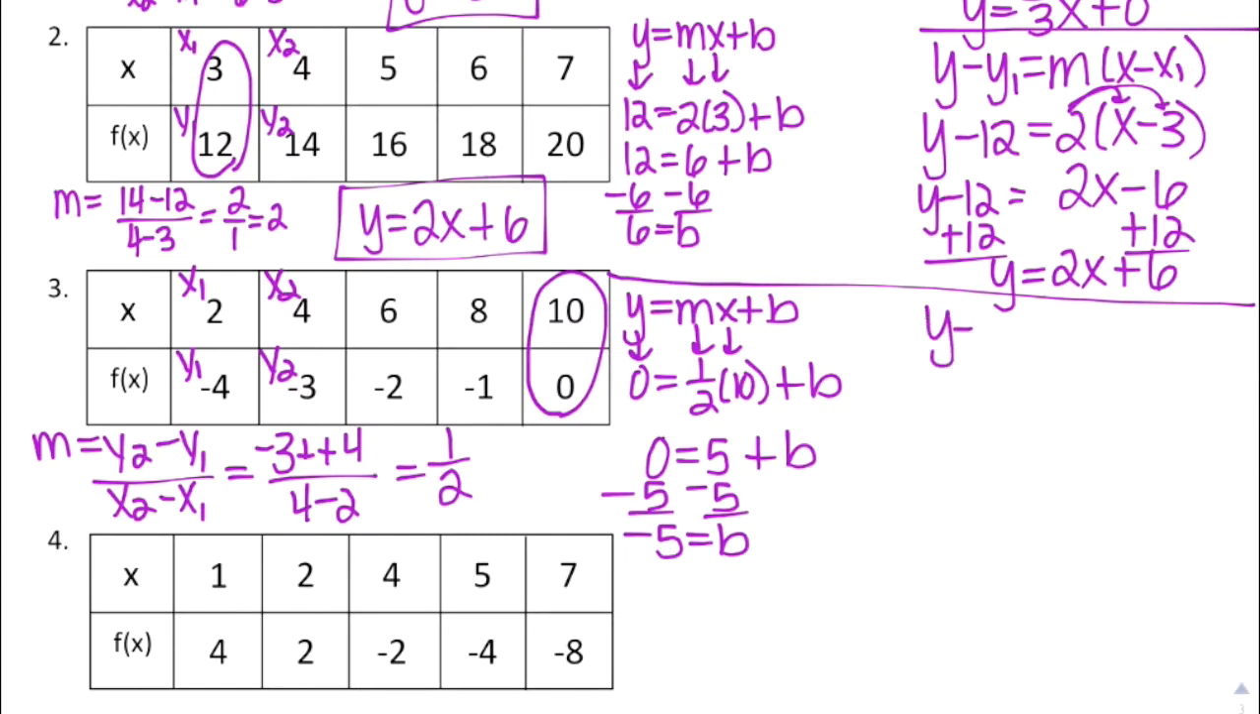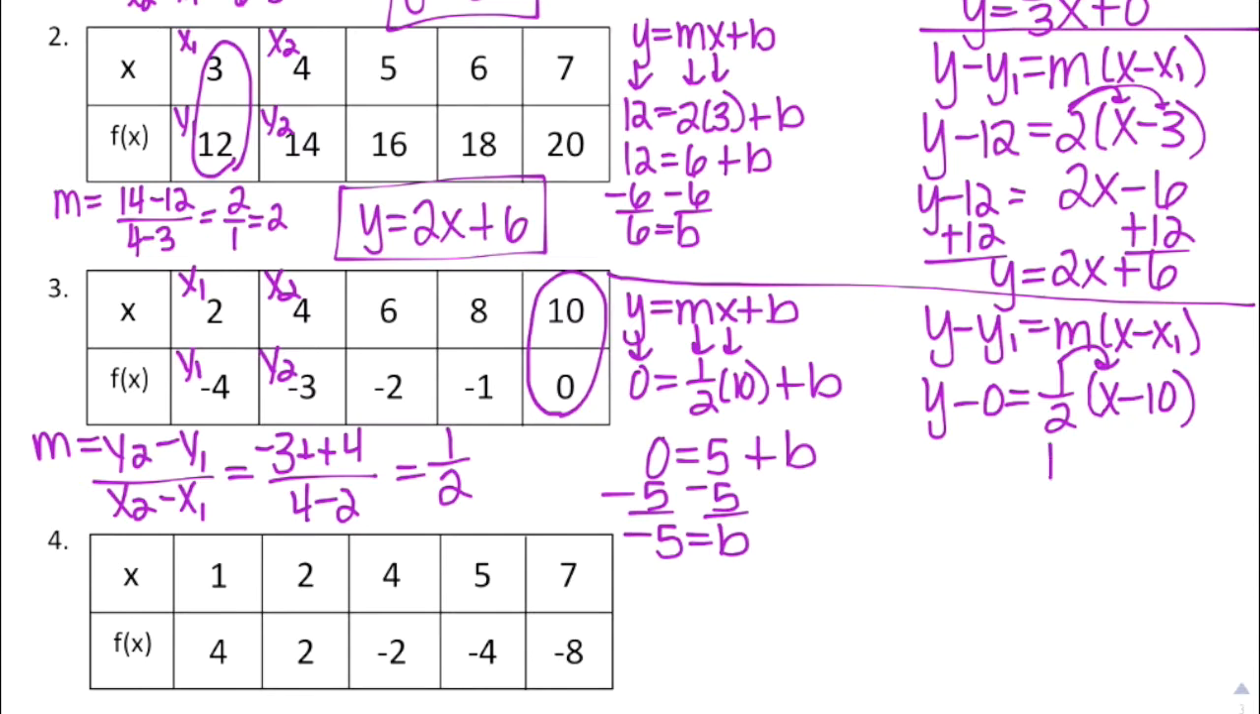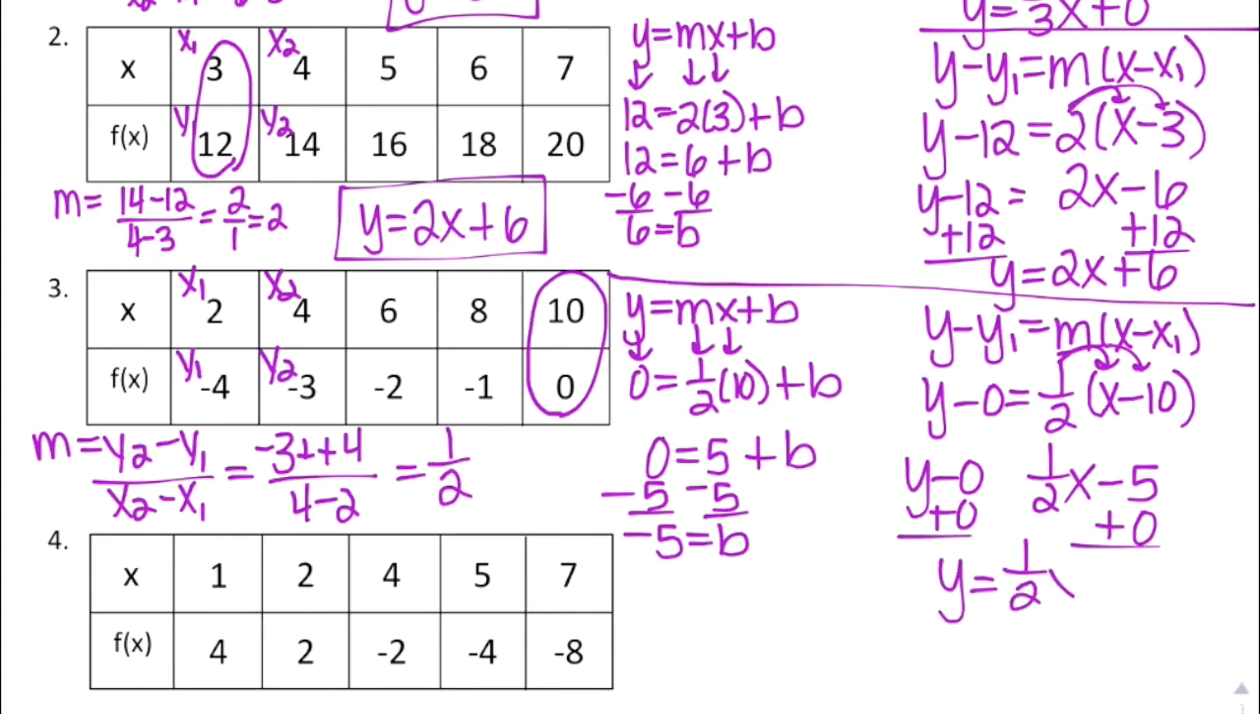Plugging this into point slope, I'm going to use the same point. So y minus 0 equals 1/2 times x minus 10. 1/2 times x is 1/2 x. 1/2 times negative 10 is negative 5. And adding 0 over is not going to change anything. So either method that I use, I get 1/2 x minus 5.